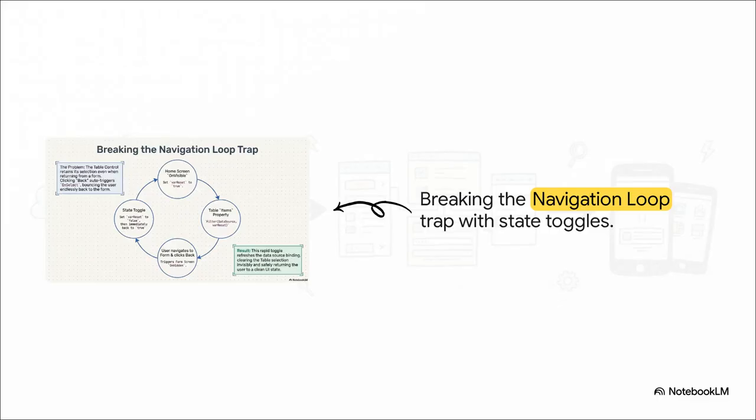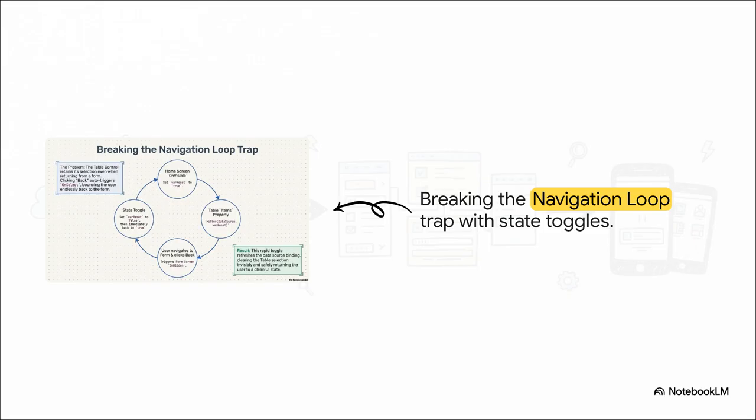Okay, remember that annoying navigation loop trap I mentioned earlier? You select an item in a table, go to the form, hit back, and boom, the app instantly bounces you right back to the form again. No way! This happens because the table control stubbornly retains its selection state, auto-triggering the onSelect property the second you return. To break the cycle, we use a state toggle.